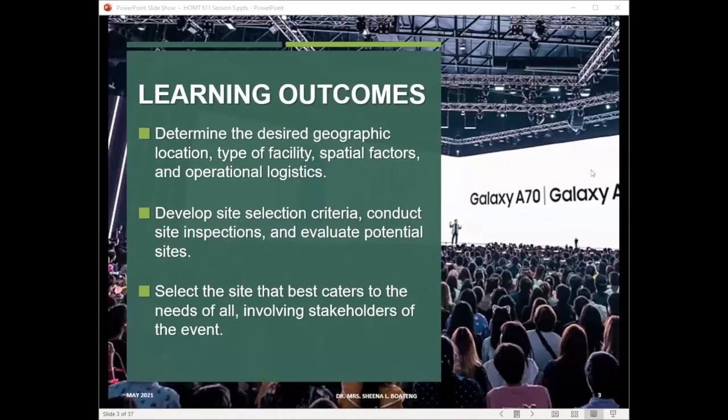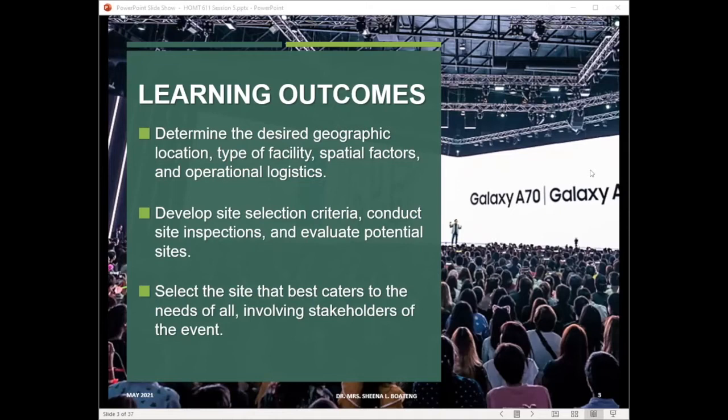The first one is to be able to determine the desired geographic location, type of facility, spatial factors, and operational logistics for different sites that we choose to organize events at. And then we will also be able to develop site selection criteria, as well as conduct site inspections and evaluate potential sites using the criteria that we are going to learn for achieving these purposes.